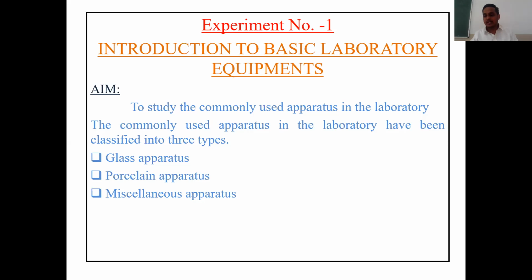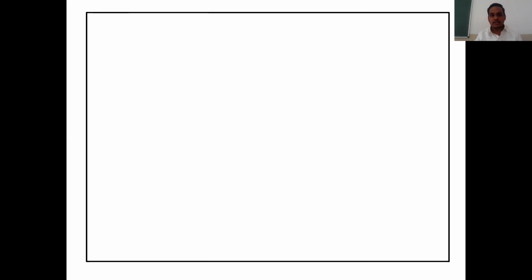In glass apparatus, the apparatus are made up of glass. Similarly, porcelain apparatus are made up of porcelain material, and miscellaneous apparatus are the ones which are made up of neither glass nor porcelain but of some other materials. Okay, so let us start with the first type of apparatus, that is glass apparatus.